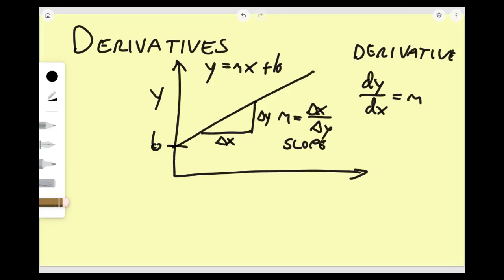Oftentimes, we don't have x as an independent variable. We have something like t for time. And so I can write all these x's and replace them with t's. Everything's still the same. And in this case, that dy dt, if y is position, then dy dt actually has the meaning of velocity.